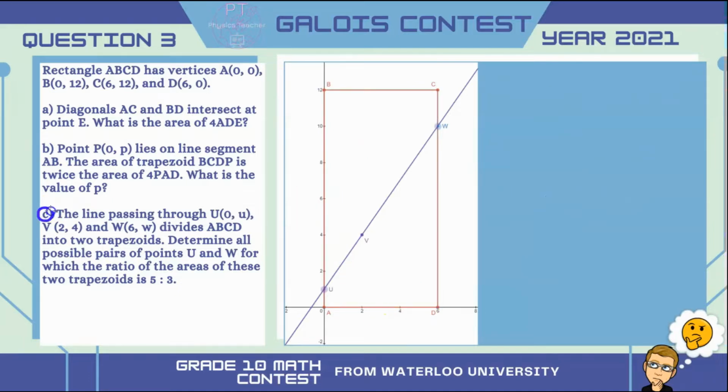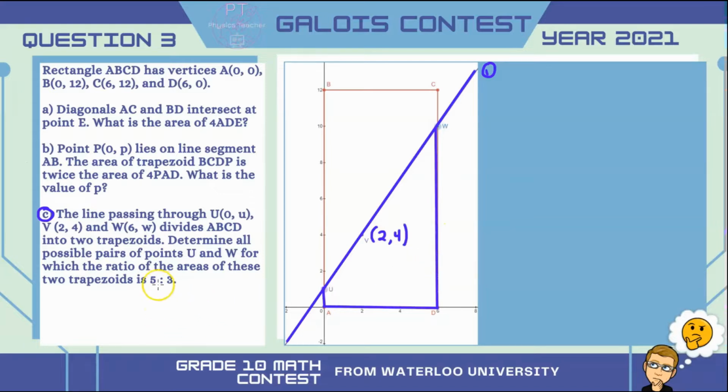Alright, so part C. So in part C we have this line. It's already drawn for us, where it passes through U with the coordinates 0 and U, and W with the coordinates 6 and W. And it goes through the point V, which we know has the coordinates 2, 4. And so we actually have 2 cases. The first case is this one that I've drawn here already, so that's case 1. So starting with case 1, we have two trapezoids, one below the line and one above the line.